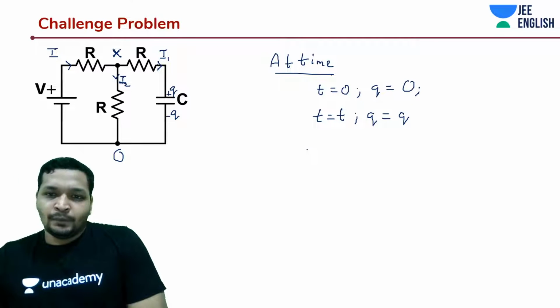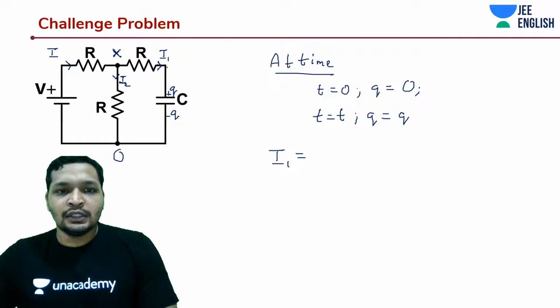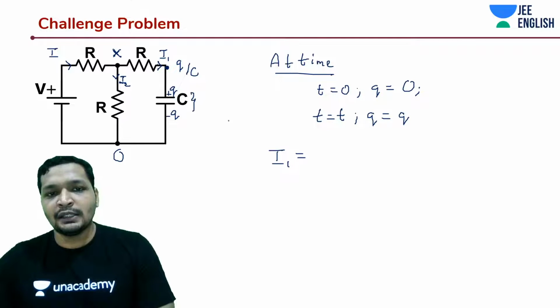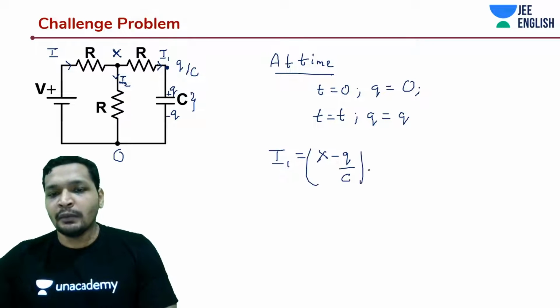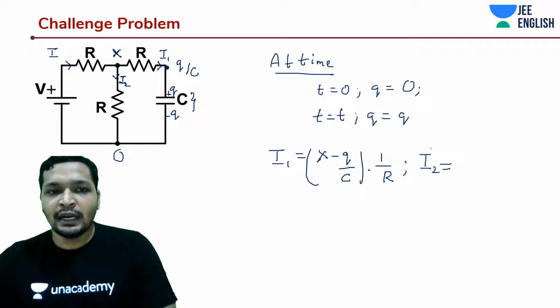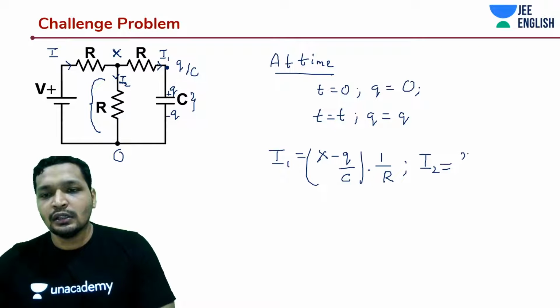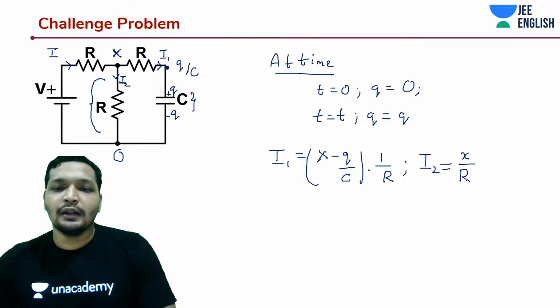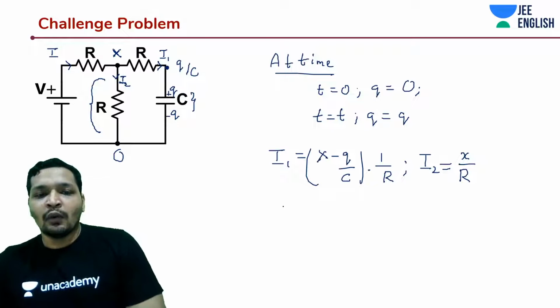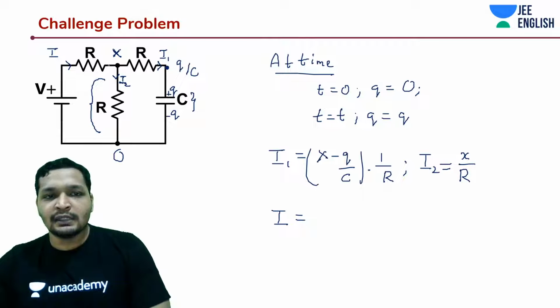Now one thing we know is I1, we just derived it. This is Q, so Q by C is the potential drop across this capacitor. So I1 is X minus Q by C, into 1 by R. In this case, I2 is simply X by R, where X is the potential dropping across this. And I is going to be V minus X by R.